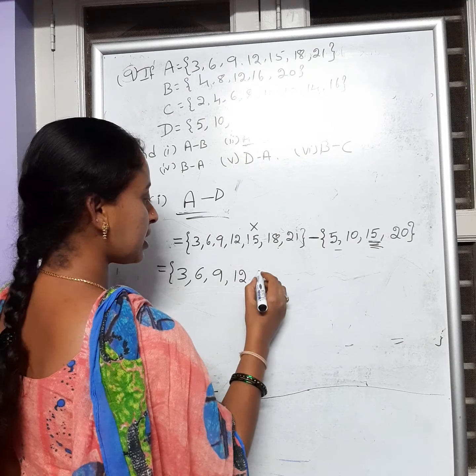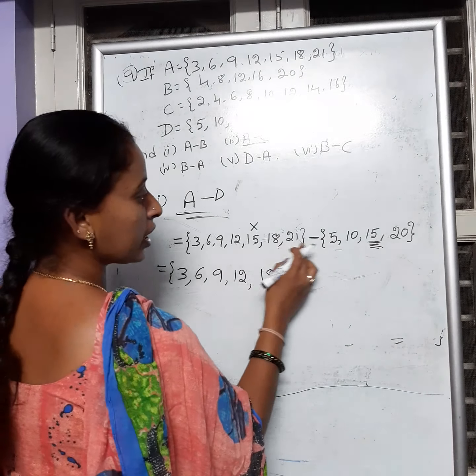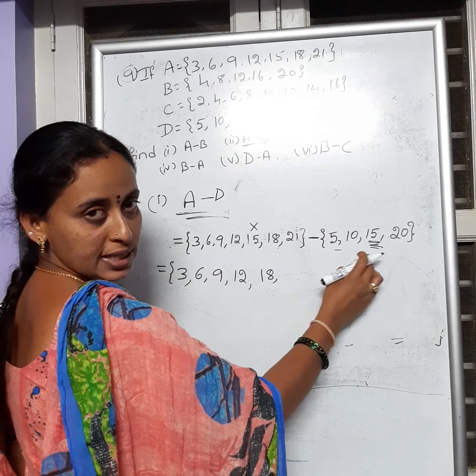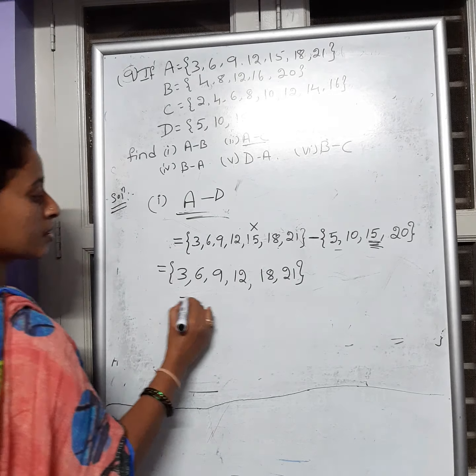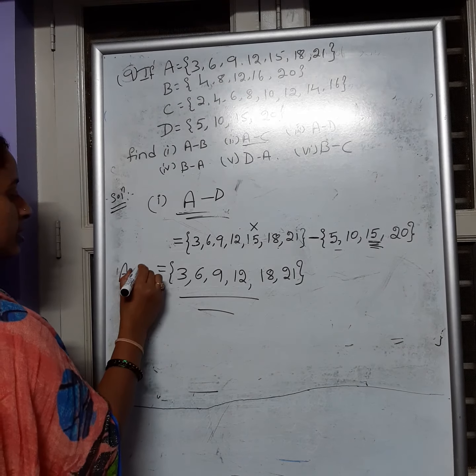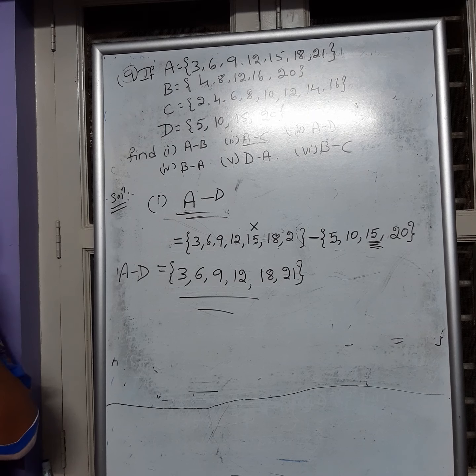Then next element 18. 18 is not present in this set. So we collect the 18. Next 21. 21 is also not present in this set. So therefore collect the 21. This is the A minus D.